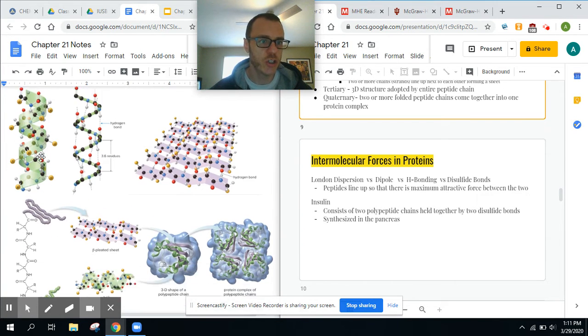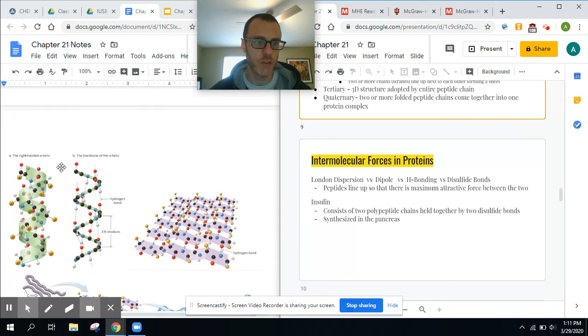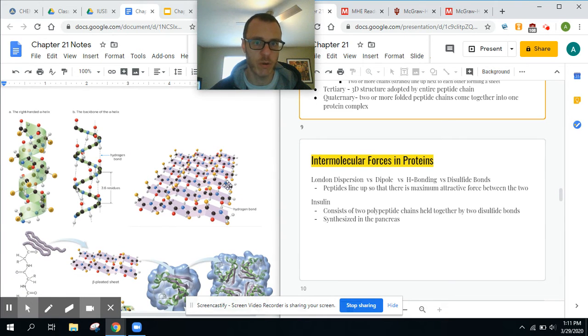First, these are the pictures from your book. So I want to make sure that you understand that these are right there for you. This is your right-handed alpha helix. This is the backbone of the alpha helix. You can see it's got this right-hand turn. You have these R groups that are sticking out.